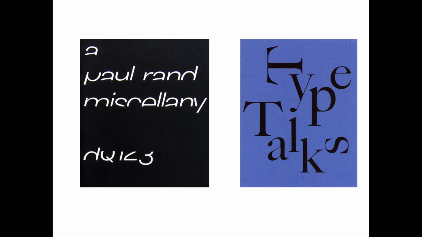We're looking at Paul Rand here. As you can see, he's inspecting readability. He's trying to entice the viewer by mixing up the typography. Legibility kind of falls to the wayside, especially on the right image of Type Talks. It's legible, but it takes us a moment because the T is turned on its side. A Paul Rand miscellany DQ123 can be read, but again, Paul Rand is using readability to lure the viewer in to look at this design.